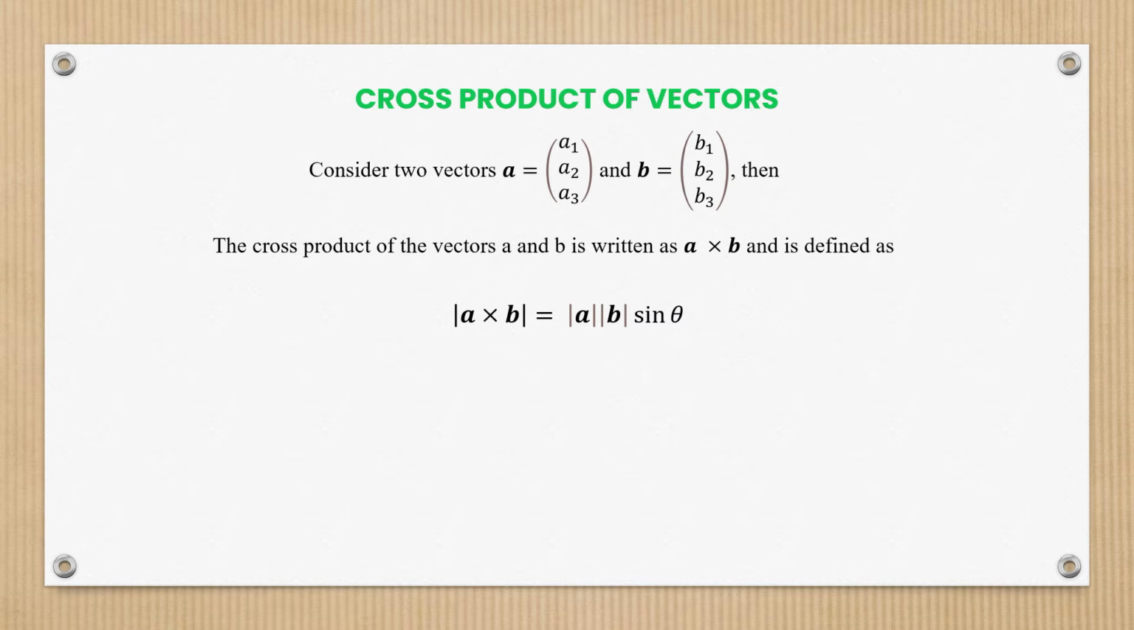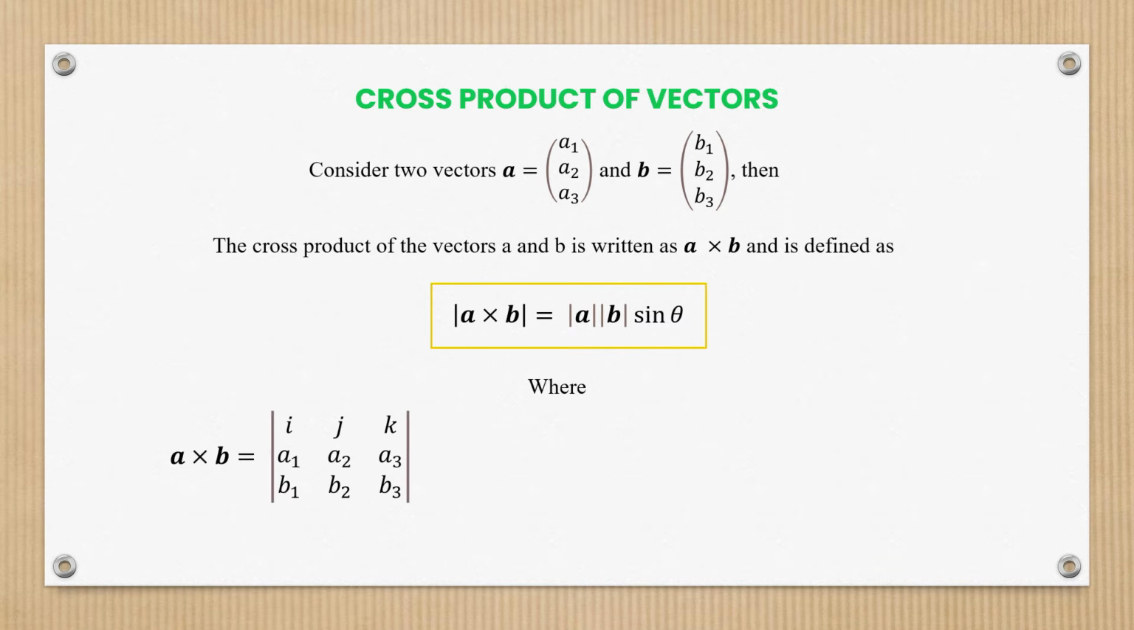So now instead of having a cos theta, we now have a sine theta, and we're also multiplying the magnitudes of A and B. You can see we have a determinant representation of the vector product of A and B. To find the actual components of the vector product, we use the determinant with the unit vectors I, J, K, where we can actually expand this. We can expand the determinant.